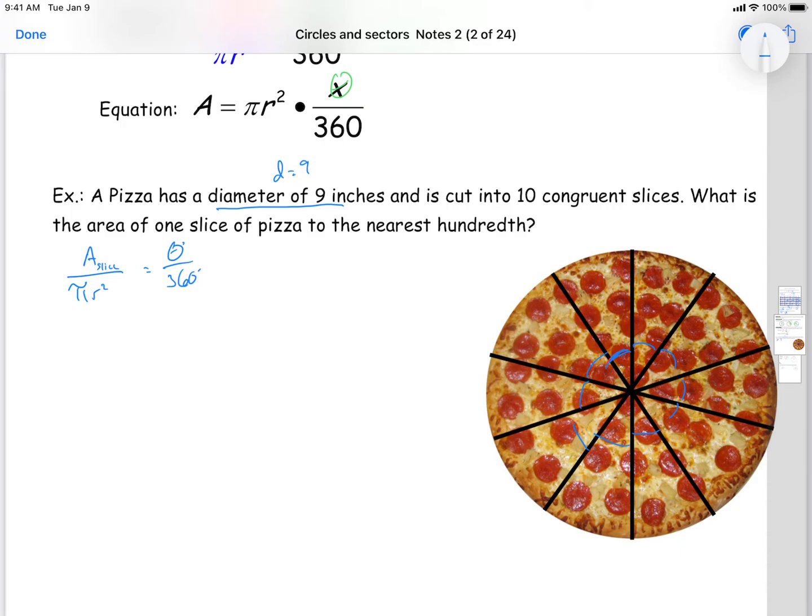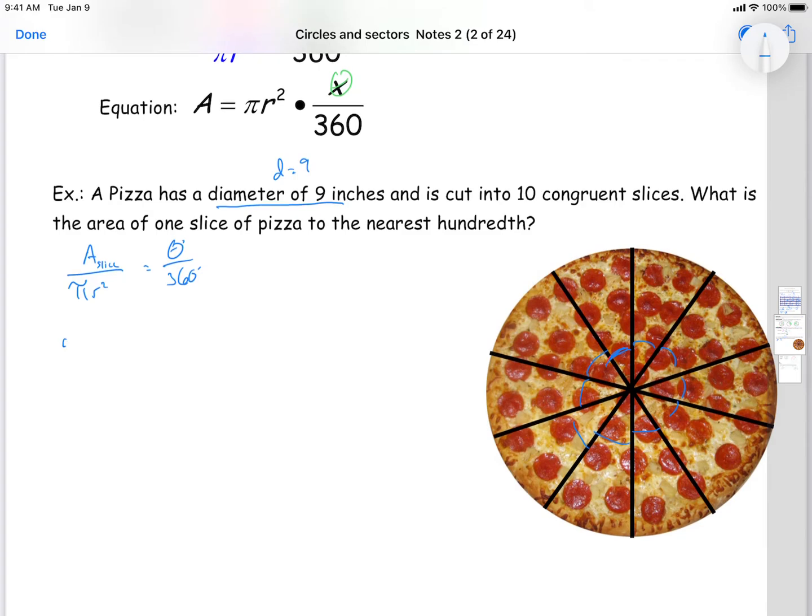We know that the diameter is 9. Since the diameter is equal to 2r, what does that mean? That means that the radius is 4.5, or for now I'm going to use 9 over 2. So that's just the radius.